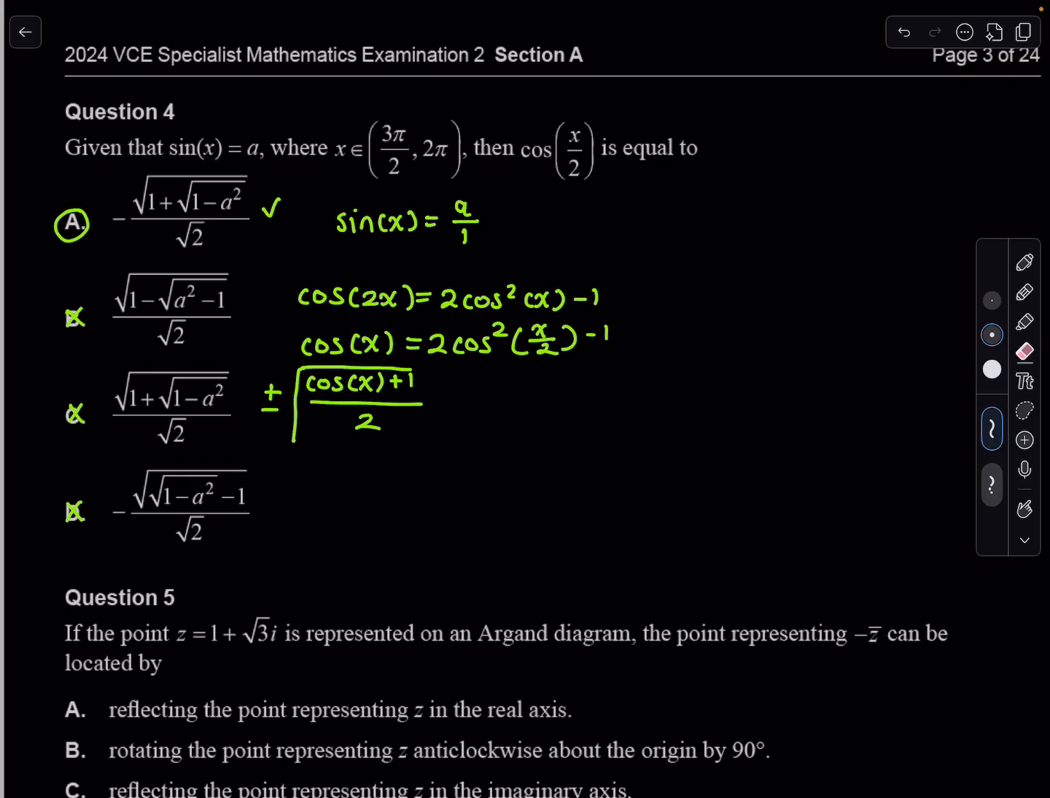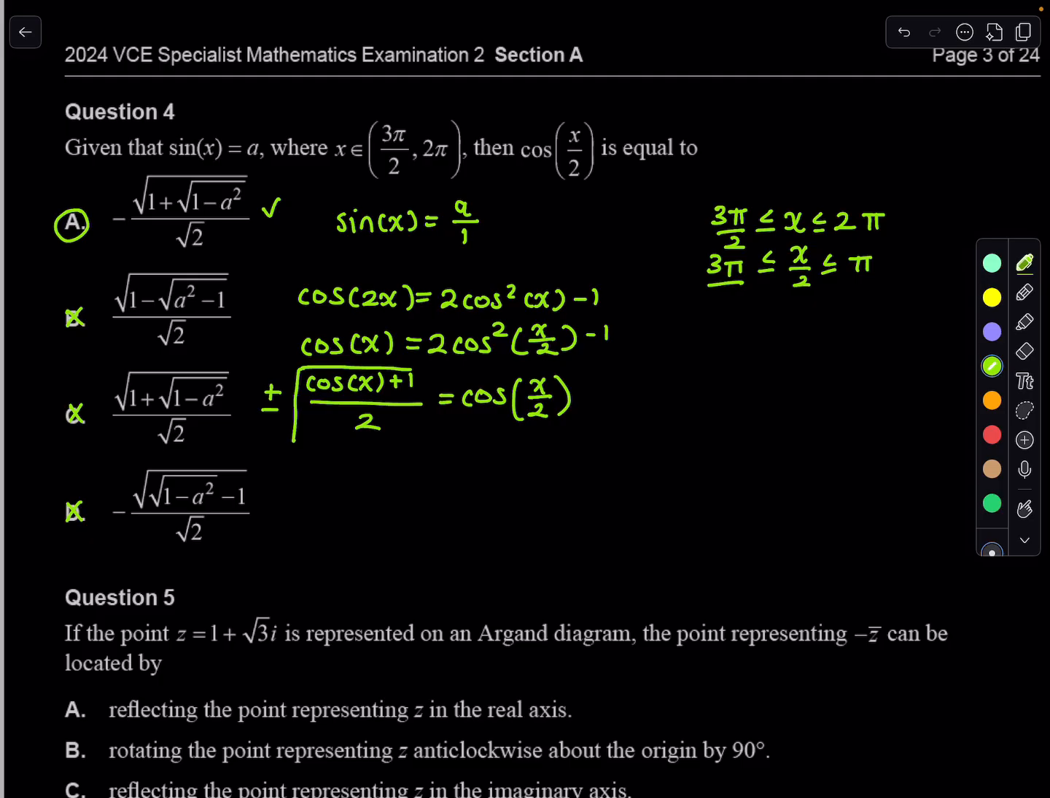And so what I've done is I've rearranged this to get cos x over 2. Now be careful here. Is cos x over 2 positive or negative? The way we can double check is to look at our x value, our domain. Our normal domain is of course 3 pi over 2 to 2 pi. And so what happens when you do x over 2? When you divide by 2, you divide everything in the domain by 2. So it'll be 3 pi over 4.